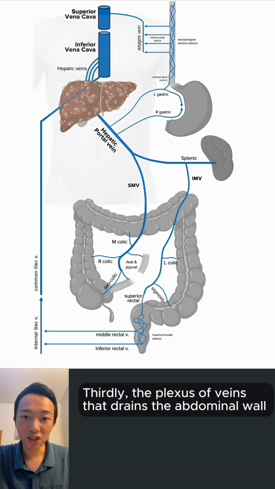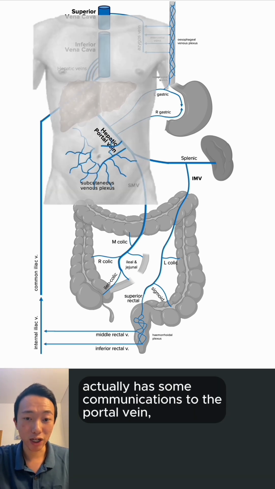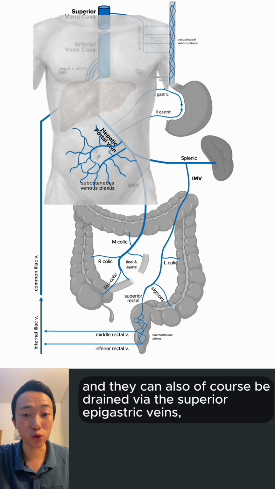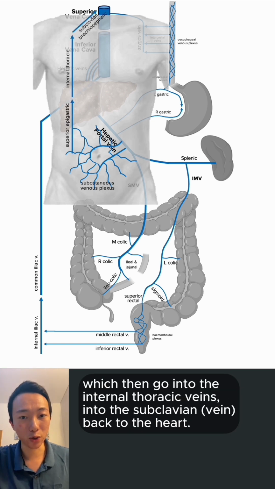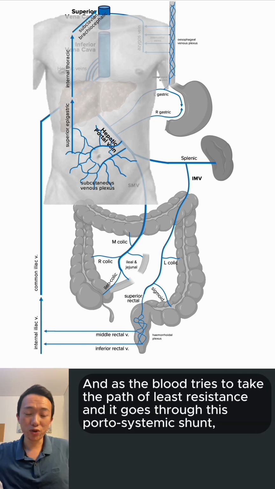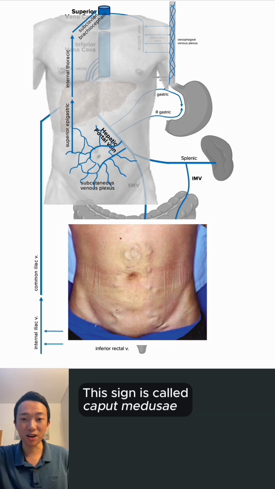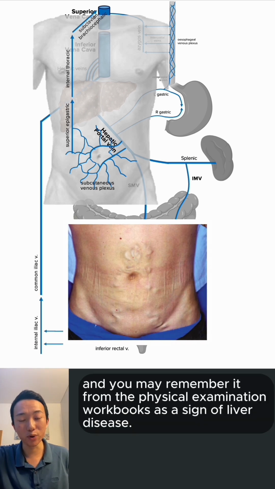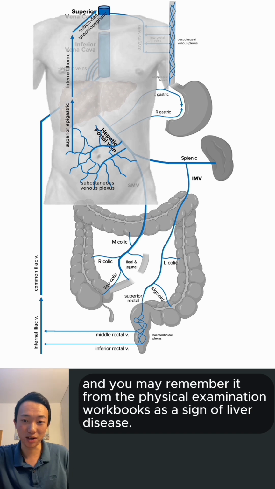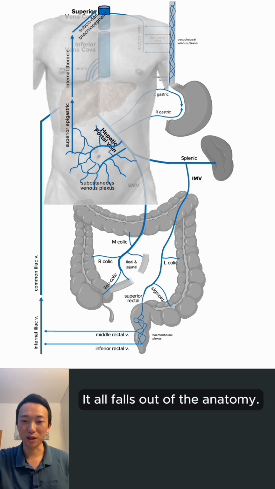And thirdly, the plexus of veins that drains the abdominal wall actually has some communications to the portal vein, and they can also, of course, be drained via the superior epigastric veins, which then go into the internal thoracic veins into the subclavian, back into the heart. And as the blood tries to take the path of least resistance and it goes through this portosystemic shunt, you get these distended veins in the abdominal wall. This sign is called caput medusae, and you may remember it from your physical examination workbooks as a sign of liver disease. It all falls out of the anatomy.